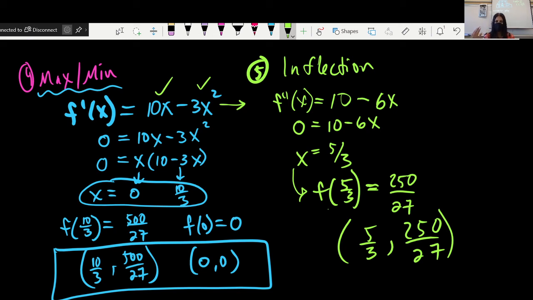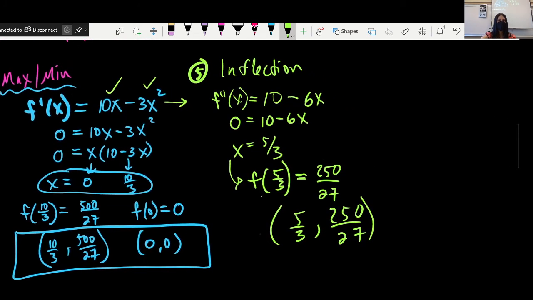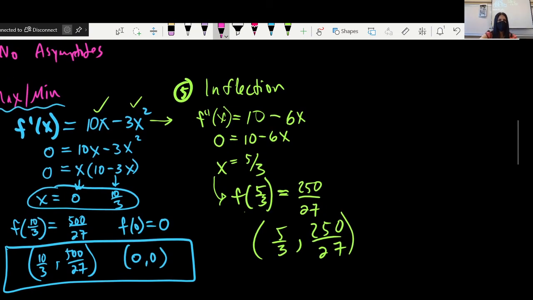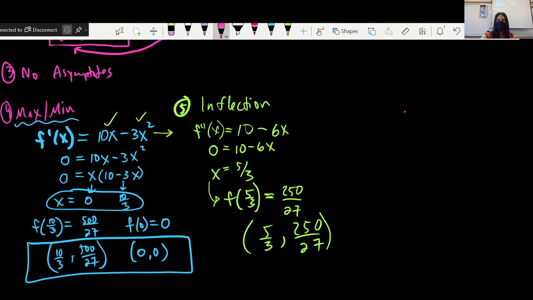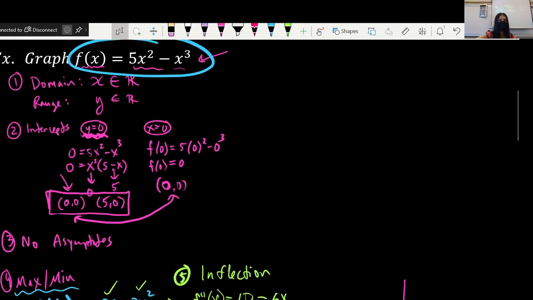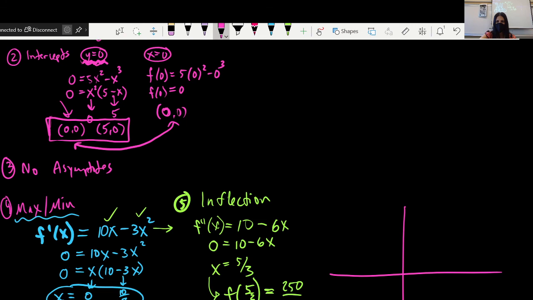But we just want to be able to get that point and get a sense of what is going on here. And then to put this all together, the reason that we were doing all of this in the first place is that we wanted to get an idea of what this would look like. So we take all of the things that we worked with and we start plotting them on here. So I know that there's an intercept at 0, 0, and 5, 0. So I'm going to put that there, and I'm just going to make a 5 there and put that there. So that's a good starting point.